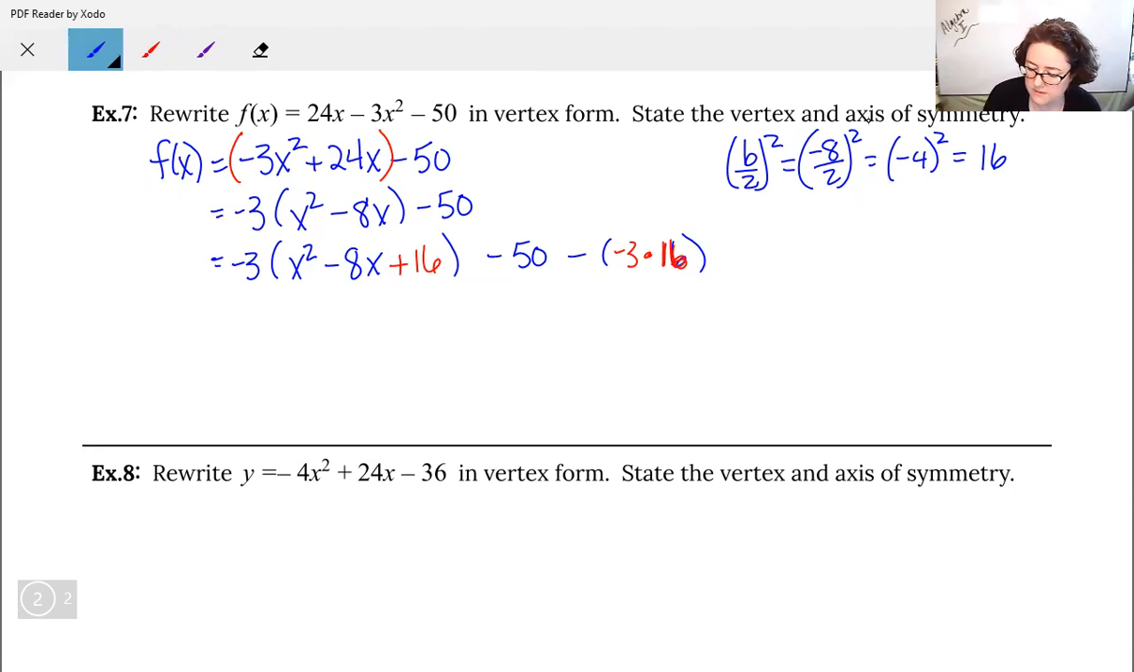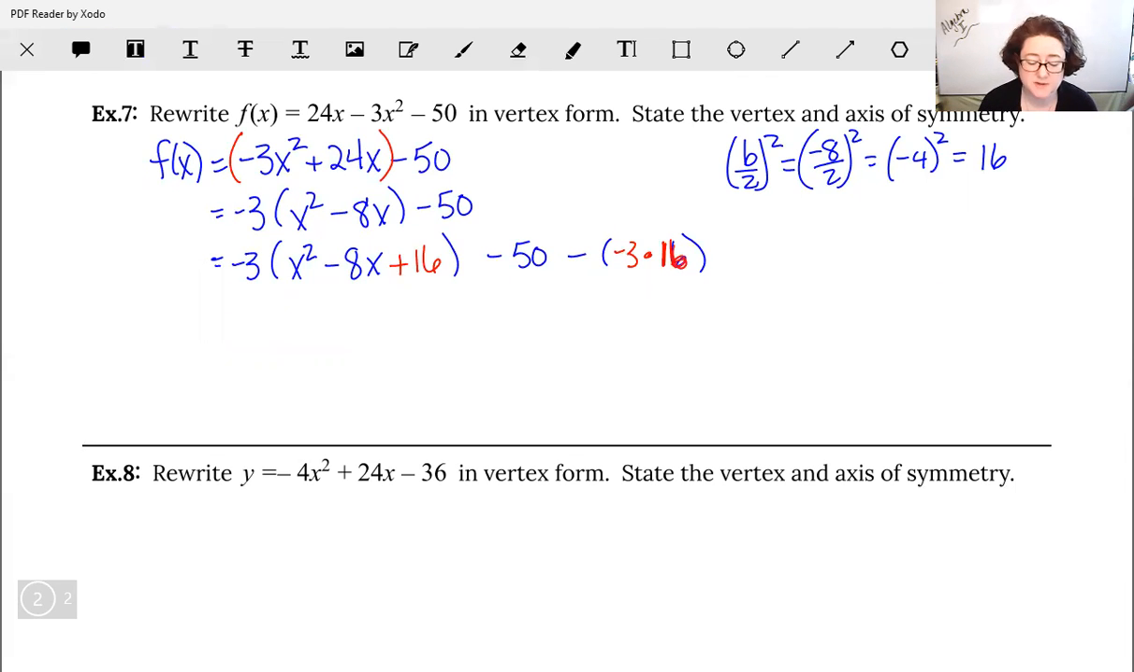Alrighty, so we're pretty much just simplifying from here on out. And this -4 tells me exactly how I'm going to factor. -3 x minus 4 all squared. Okay, then I need to simplify. Well, -3 times 16, what does that come out to? So that gives us a negative 48.